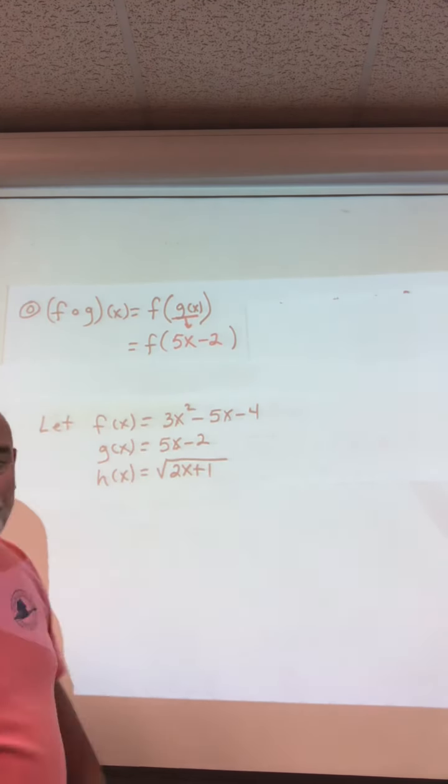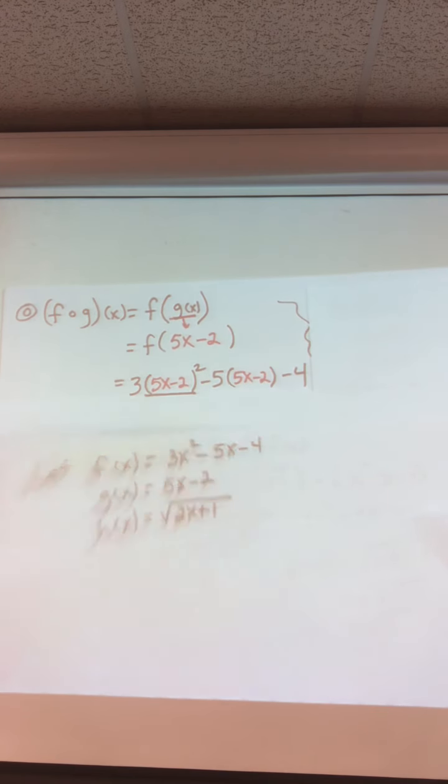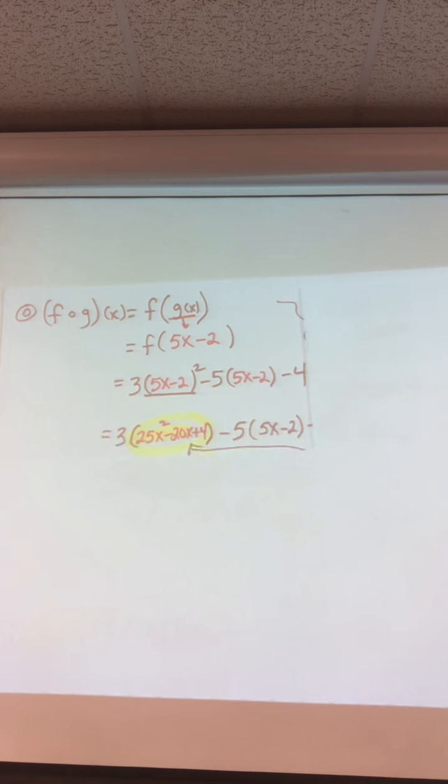So see what I did? There's the 3. Replace the x with 5x minus 2 squared minus 5 times another 5x minus 2 minus 4. All right. Order of operations. Square first.